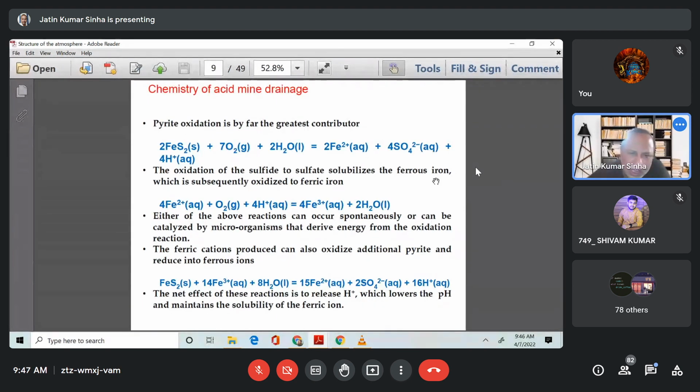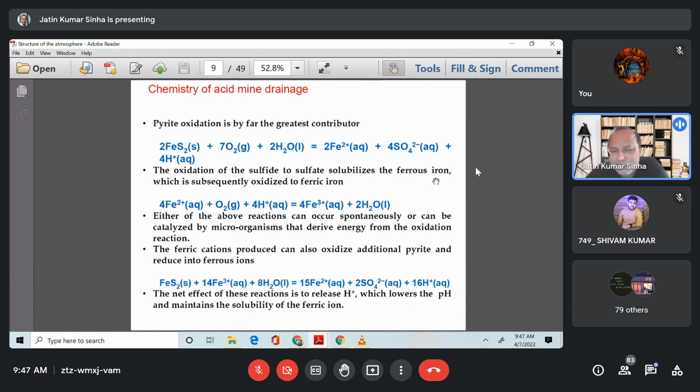So if you see the second and third reaction, it will go on and generate lots of hydrogen ions. So overall, if you see, 16 H plus are being generated from one FeS2 molecule. So high release of H plus ions decreases the pH value.